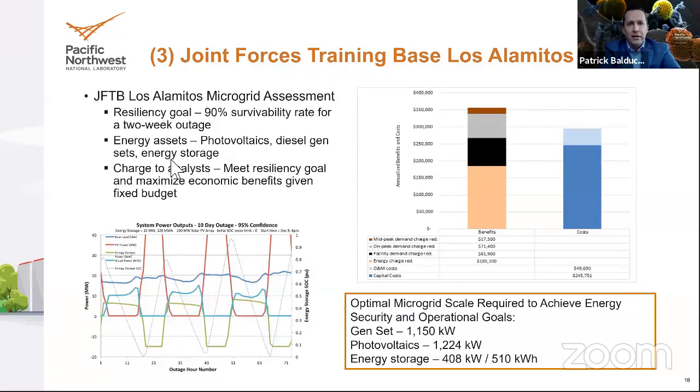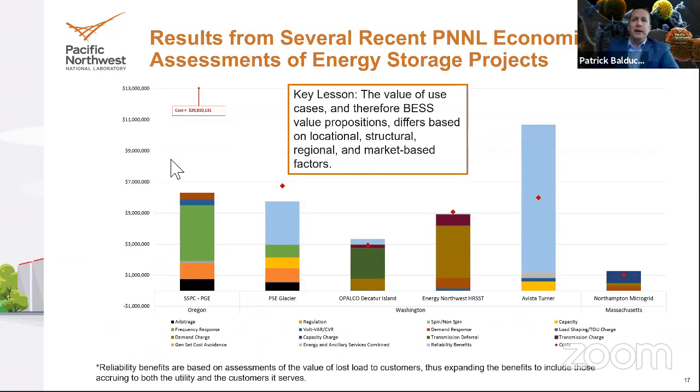And so you can see here that the optimization resulted in a sizing of system assets of 1.2 megawatts for the gensets, 1.2 megawatts for the photovoltaics, and a 408 kilowatt, 510 kilowatt hour energy storage system for this space. And so that was a very interesting result, and it created the basis of our model that we use in this space. So here are the results of some other recent studies.